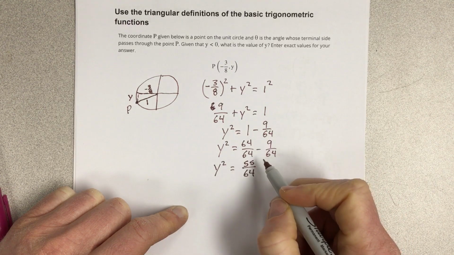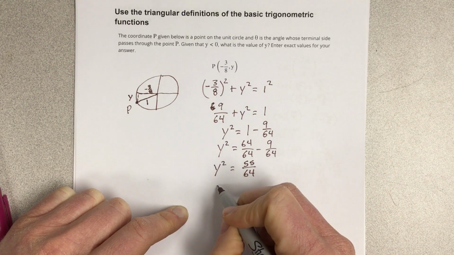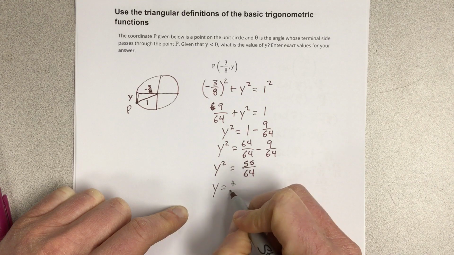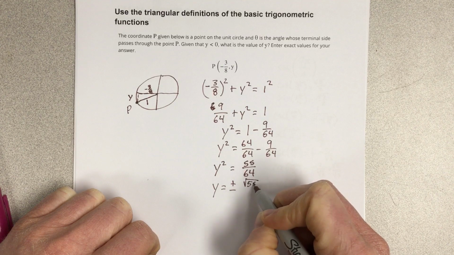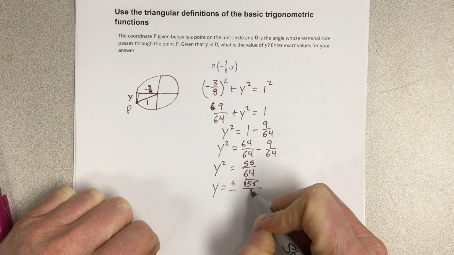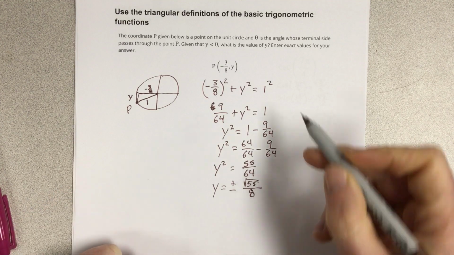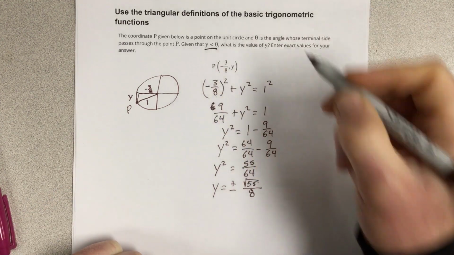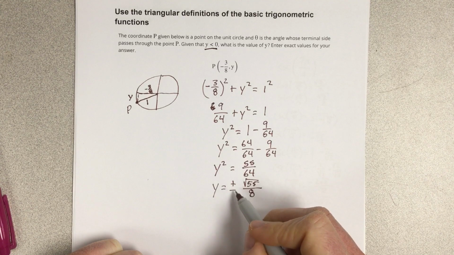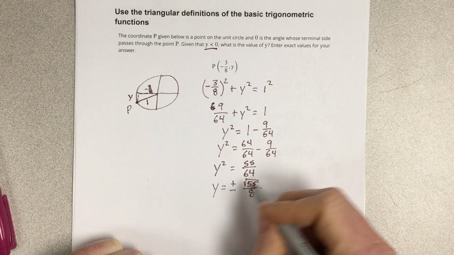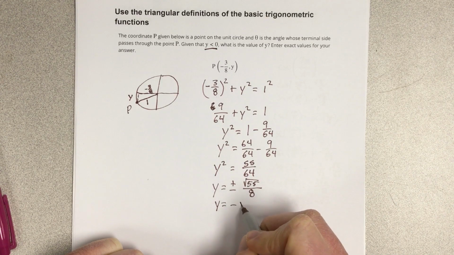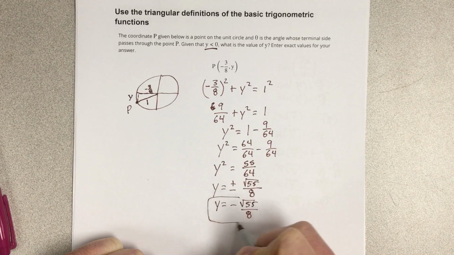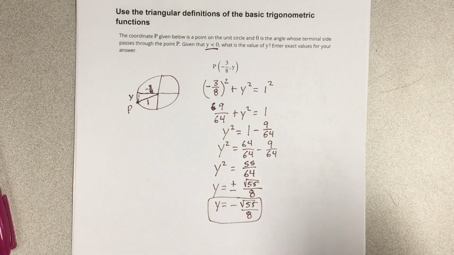Now I can take the square root of each side. When I take the square root of each side, I get y equals plus and minus root 55 over the square root of 64, which is 8. Now, the key to the problem is they tell you that y is less than 0. So my y value cannot be positive here. It has to be the negative version. So I'm going to ignore the positive version and say that y is equal to negative root 55 over 8. And that's the y part of the coordinate for point P.